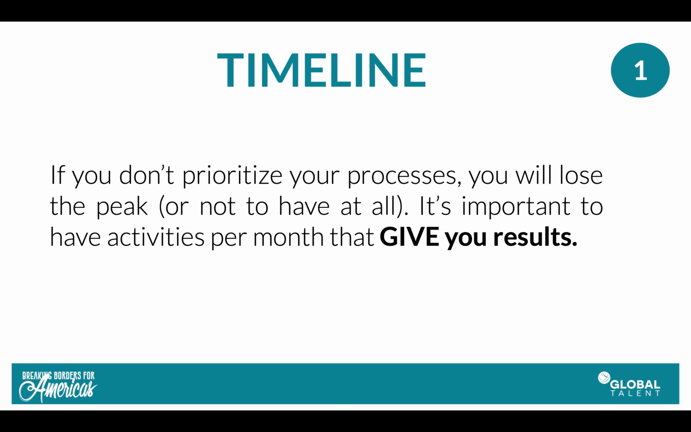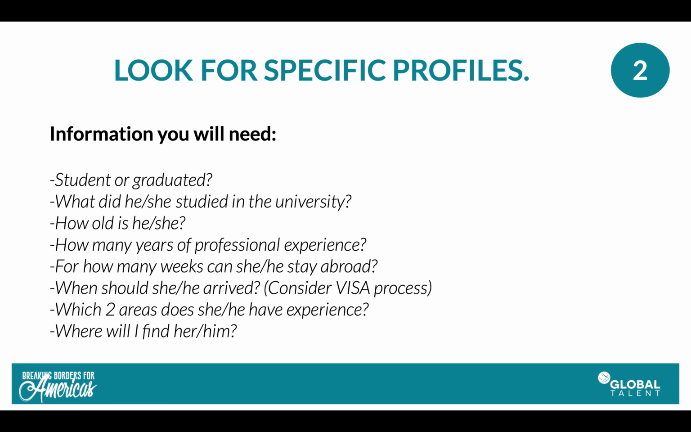So tip number 1 is the timeline. If you don't prioritize your processes, you will lose the peak or not have one at all. It's important to have activities per month that give you results. If you are doing something that will not give you results, then stop doing it because you are only wasting time. So please be focused on what you need to do and why you are doing that.